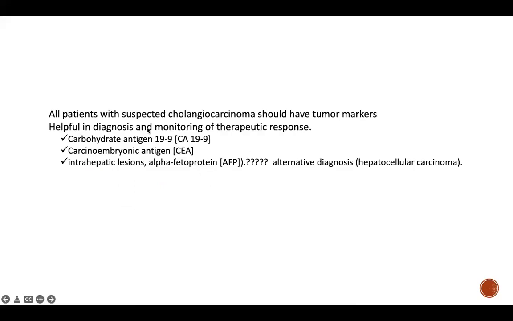Okay, all patients with suspected cholangiocarcinoma should have tumor markers like CA 19-9 and CEA, and also for intrahepatic lesion, alpha-fetoprotein to differentiate the hepatocellular carcinoma from cholangiocarcinoma.